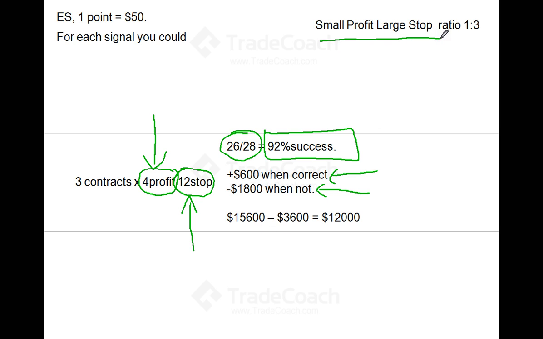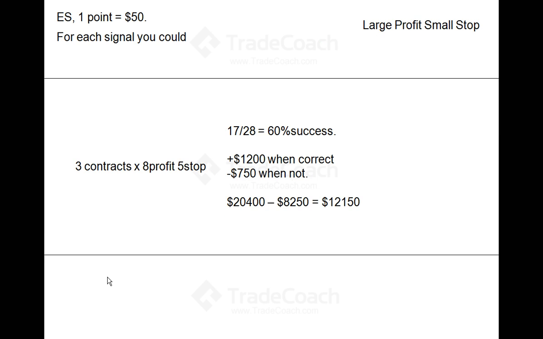Small profit, large stop, at a ratio of 1 to 3. Look how much after the 6 months that it came to. 12 grand. Hold on a minute, where have you seen 12 grand before? Well, I'll tell you where I've seen it. I worked out what the best size profit and stop is. I had, stereotypically the best, a bigger profit than stop, 8-point profit, 5-point stop. How much did it give me? 12 grand.